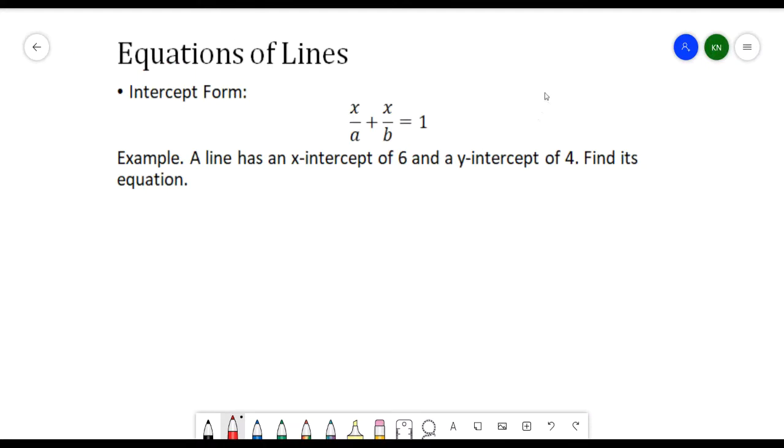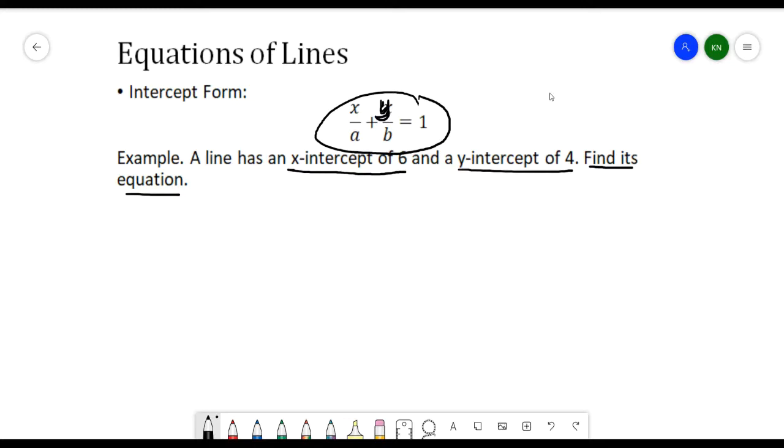The next equation of the line is the intercept form. The intercept form is given by this equation, or this format: x over a plus y over b is equivalent to 1. For this one, a line has an x-intercept of 6 and a y-intercept of 4. We need to find its equation.